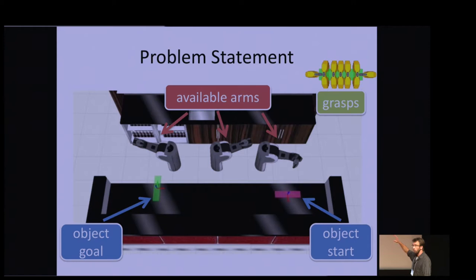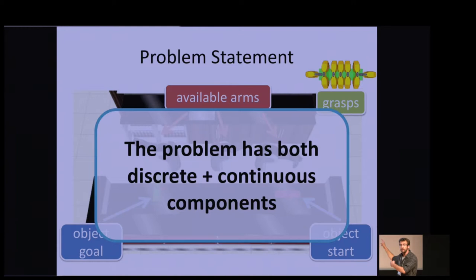Also, we have a set of pre-computed grasps for this object that the planner could use. So the goal is to find a path from that pink post to the green post, and this problem is really interesting, right? Because we actually have discrete components and continuous components. We have to figure out the arm and grasp for the object pickup and the putdown, and about the handoffs. Do we need a handoff? And for each handoff, who, what, where, when, and why?